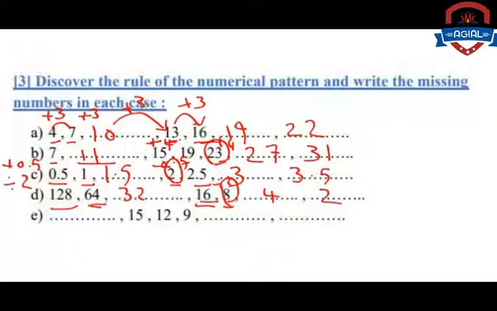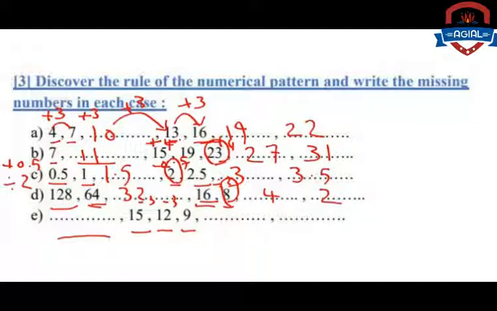Letter E. Space, then we have 15, 12, 9. So we have here two consecutive numbers, 15 and 12. And we have 12, then we have 9. So we have two consecutive numbers and another two consecutive numbers. We have 15, then we have 12. So 15 minus 3 equals 12. And we have 12, then we have 9. So 12 minus 3 equals 9.